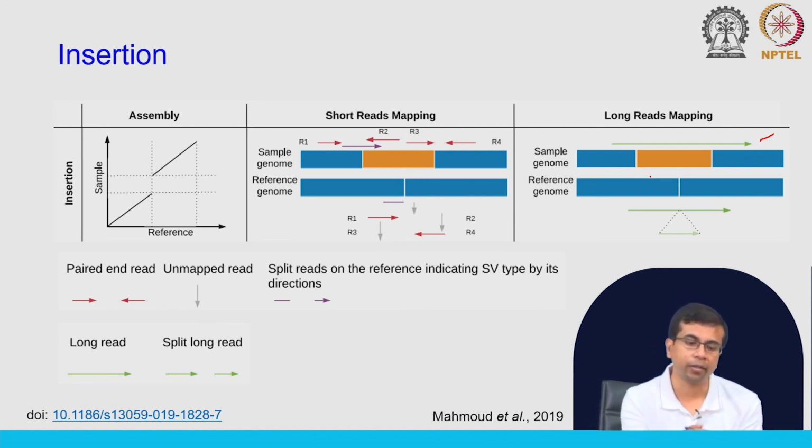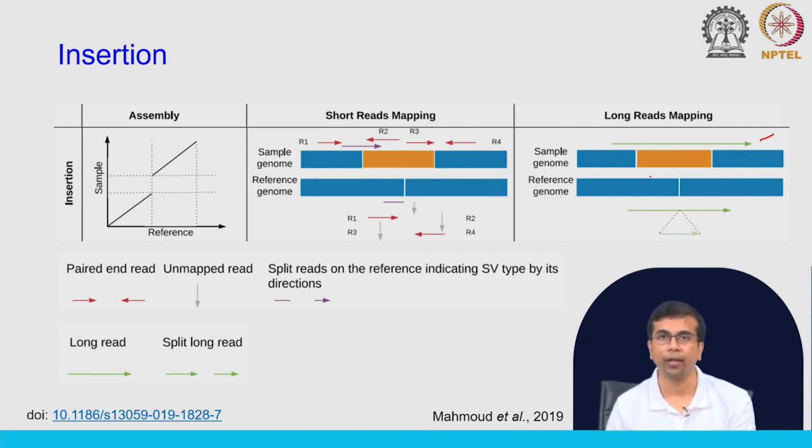And similarly, you can think about the same way in the assembly process, right. If you are comparing the sample assembly and the reference assembly, you will see in sample that some sequences are extra, and that are not present in reference. Okay. So, these kind of situations will describe, right, which type of SV is happening.